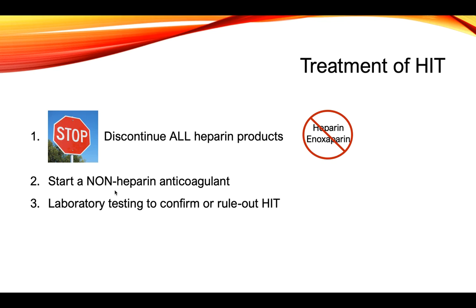And then lastly, there are numerous things that can cause thrombocytopenia, so we should always do lab testing to either confirm or rule out the HIT diagnosis. If HIT is ruled out, if the testing comes back negative, we can actually just start the patient back on heparin. If the testing is positive, then we need to continue down this route of non-heparin anticoagulants.